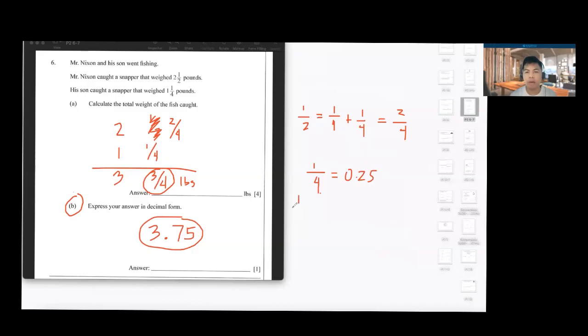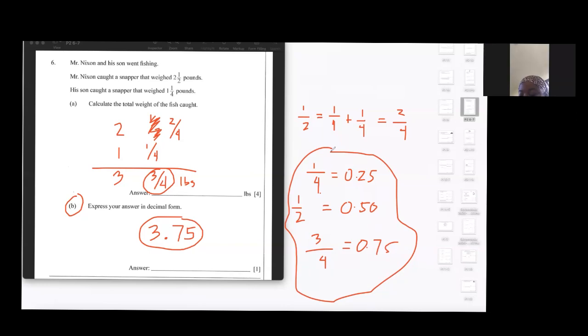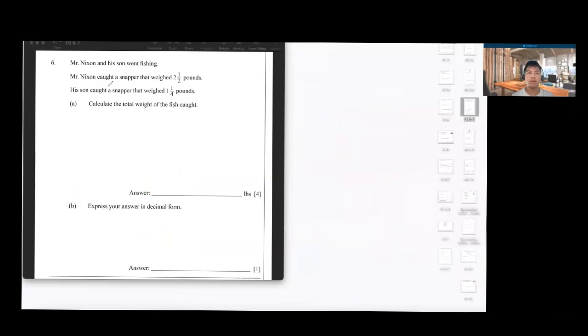So if you have a 1/2, 1/2 is 0.50. If you have a 3/4, that is 0.75. Okay, so it helps to remember these common fractions. Is that clear, Malia, Madison? Yes. Okay. Malia? Yes. Okay. Clear.